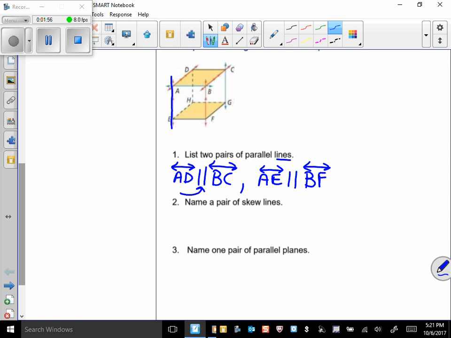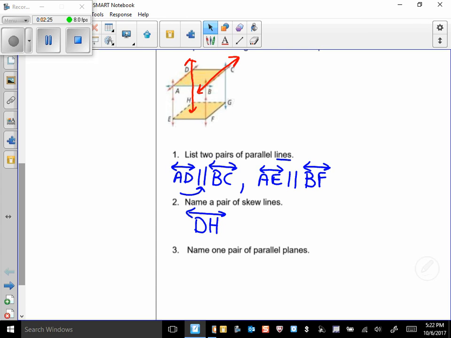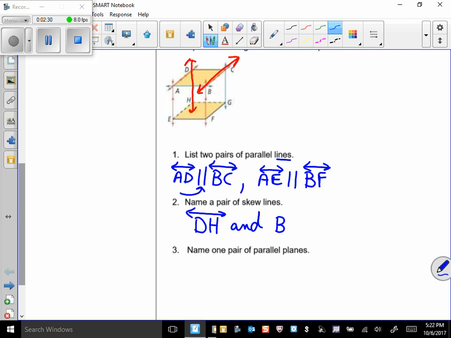Okay, how about a pair of skew lines? Skew lines, remember, are non-coplanar and non-intersecting. So how about if I pick line DH? Can you identify a line that would be skew with DH? Here's DH right here. How about BC? That would definitely be skew, not coplanar, never intersecting. So I'm going to say DH and BC. Are there others? Of course there are. You're welcome to try to find them.